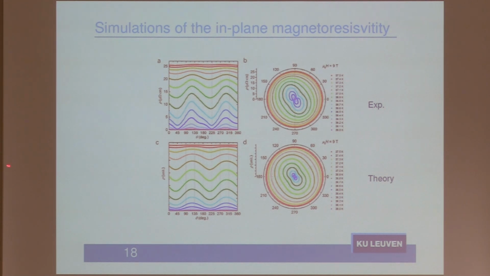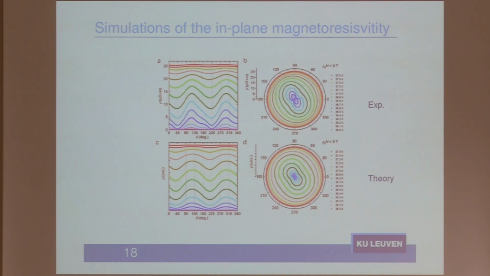So we got this for different temperatures at a field of 9 Tesla. At low temperature, the resistivity disappears. At high temperature, you see there is absolutely no oscillation. It is absolutely tetragonal, symmetric in the normal phase. So it's a perfect circle.